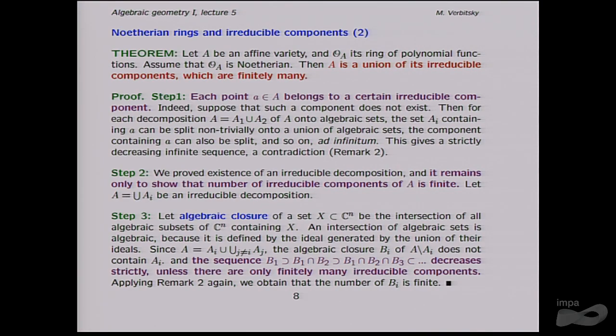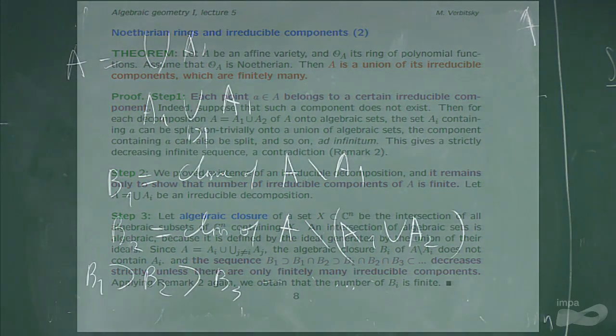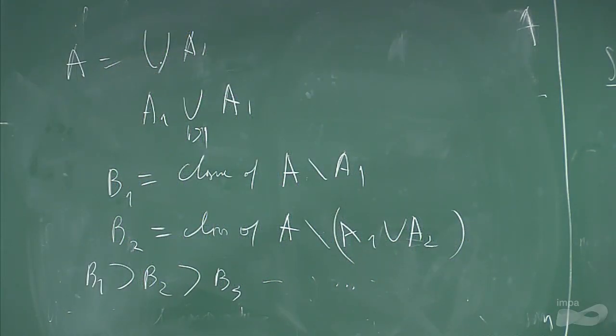Okay, what I also wanted to tell you is that if you read Atiyah-MacDonald, there is this notion of primary decomposition. A primary ideal is precisely an ideal of an irreducible subvariety. And decomposition is the decomposition of a subvariety into a union of irreducible subvarieties.